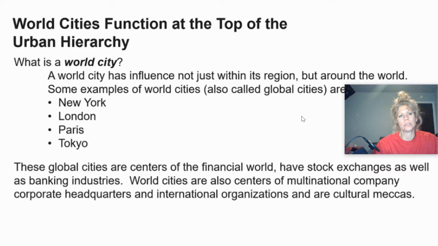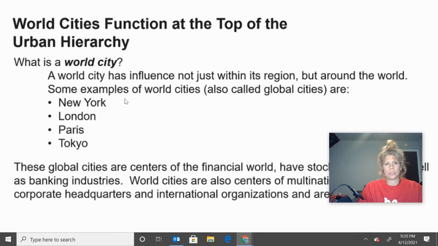So we're going to talk first about what a world city is. You do need to write the definition of world city. It can be used interchangeably with global city. And so a world city has a huge amount of influence, not just within the region that it's in or the country that it's in, but also around the world. Some great examples of world cities are New York City, London, Paris, Tokyo. I mean, who hasn't heard of these cities, right?